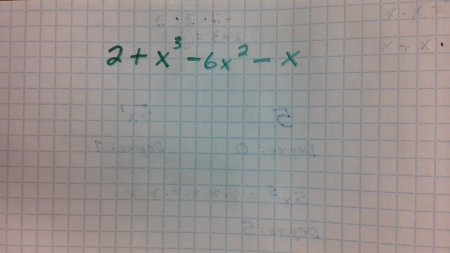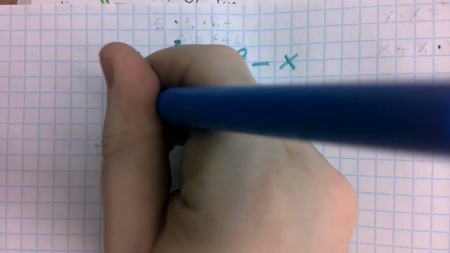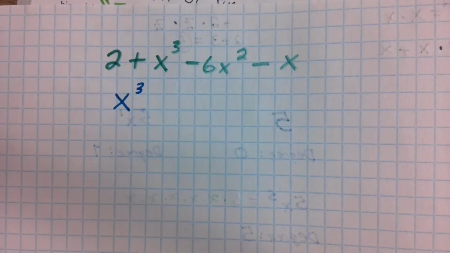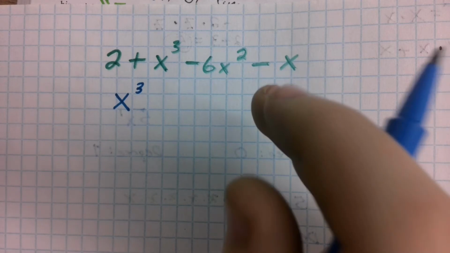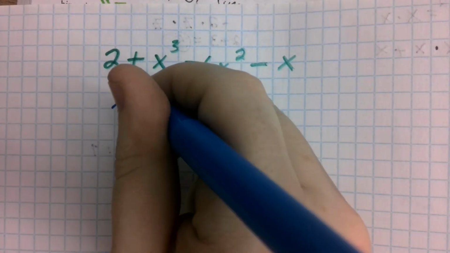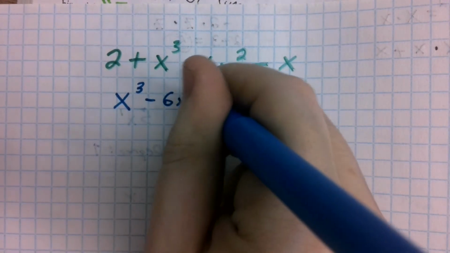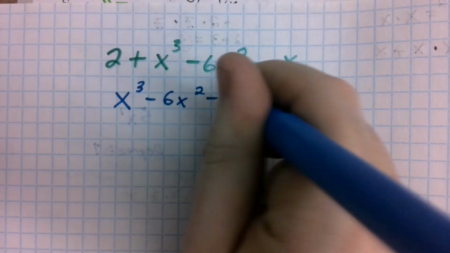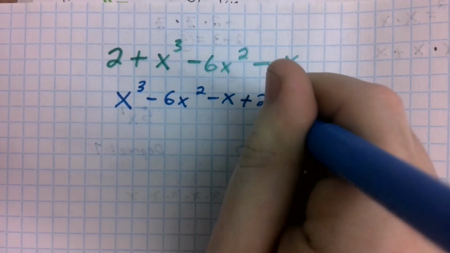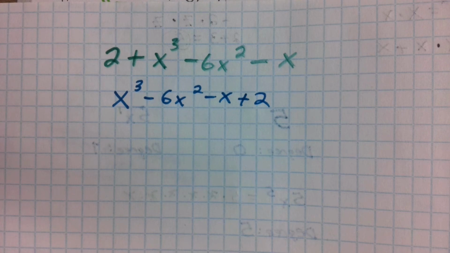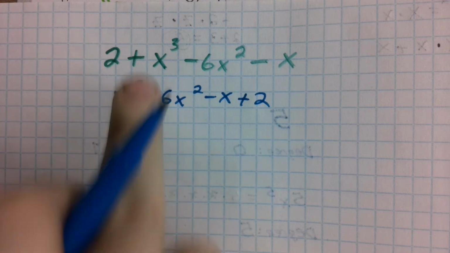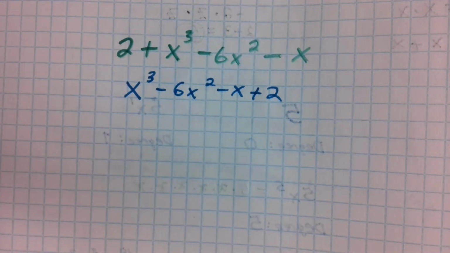X cubed has degree 3. So we write this down with x cubed going first. The next highest degree is negative 6x squared, because it's got 2 x's in it. Then negative x, since there's one x, and we would add 2. This is this green equation rearranged in standard form.